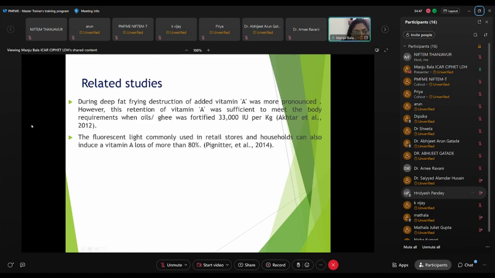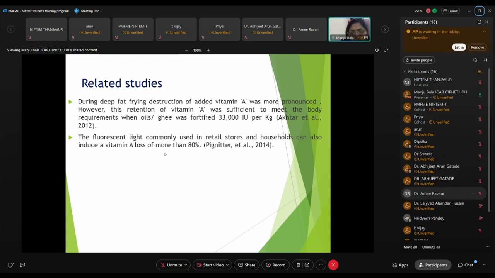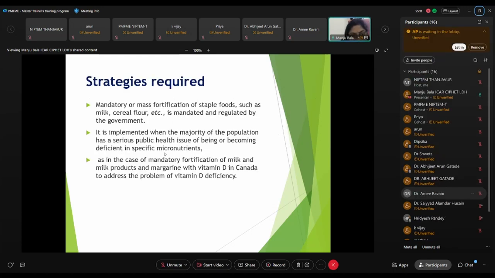Different people have studied this. During deep frying, vitamin A destruction was more, but retention of vitamin A was sufficient to meet the body's needs. Another study showed how much quantity was added and that it was stable. Similarly, fluorescent light commonly used in retail stores and households can also induce loss, and more than 80% loss has been reported. There are a number of other studies. I have kept only a few.